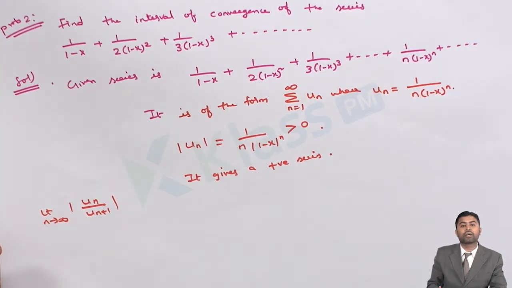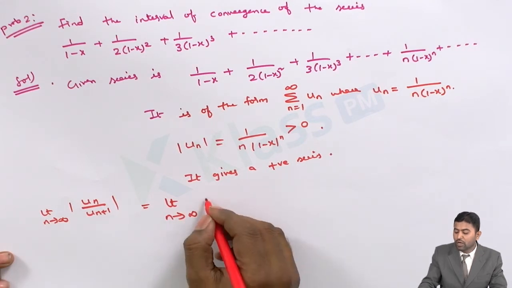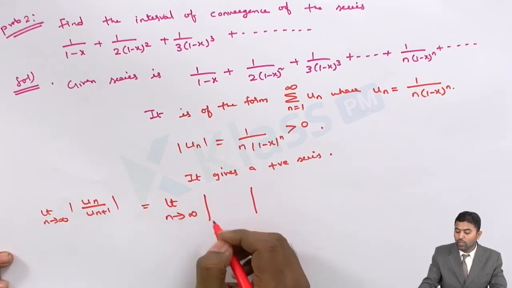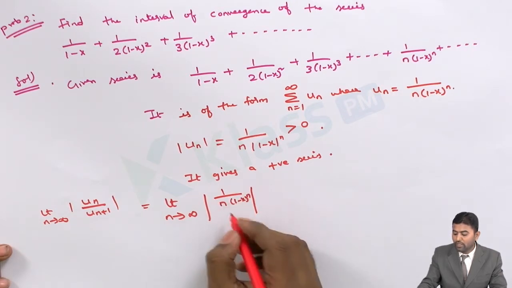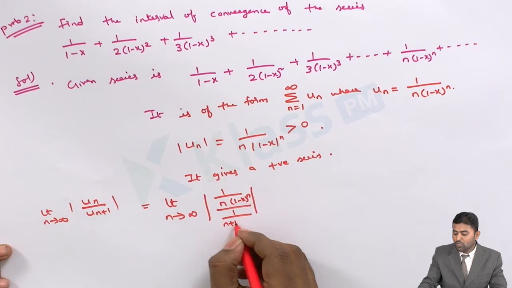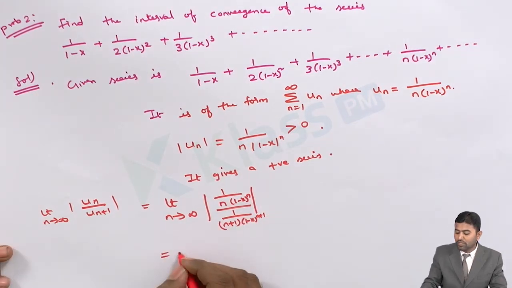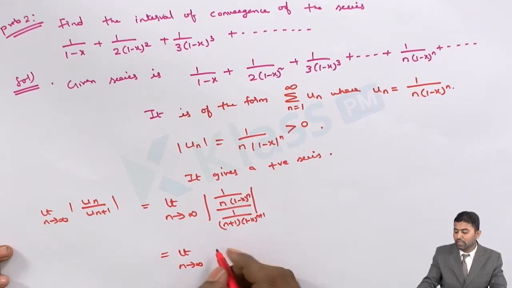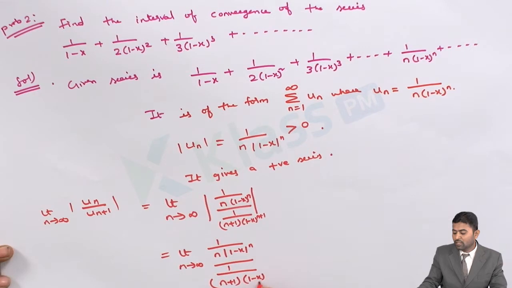So mod un by un plus 1 with limit n tends to infinity. I'm using again the D'Alembert ratio test, which is equal to limit n tends to infinity mod of un by un plus 1. So 1 by n into (1 minus x) whole power n by 1 by n plus 1 into (1 minus x) whole power n plus 1. Okay, so this is equal to limit n tends to infinity 1 by n into modulus of (1 minus x) whole power n by 1 by n plus 1 into modulus of (1 minus x) whole power n plus 1.